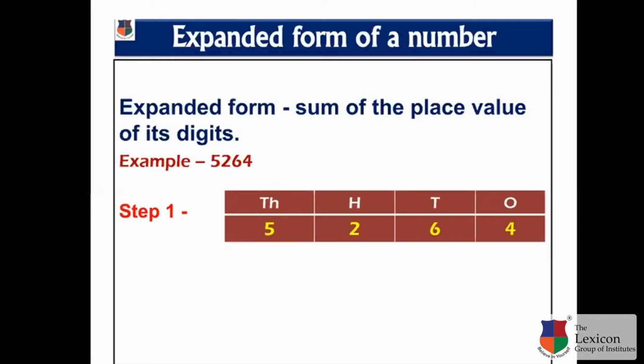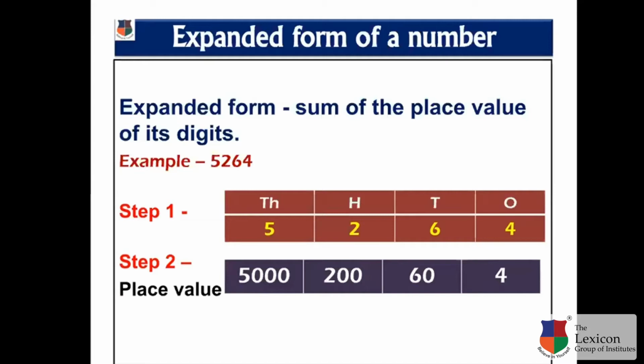Like, as you know, we always start writing the number from ones place and then we will move towards the thousands place. So 4 will go at ones place, 6 will go at tens place, 2 will go at hundreds place, and 5 will go at thousands place. Now what is step 2? Now you have to write the place value of those digits. Now 5 is at thousands place. That's why I have multiplied 5 with 1,000. So what number am I going to get? 5 multiplied by 1,000 is equal to 5,000.